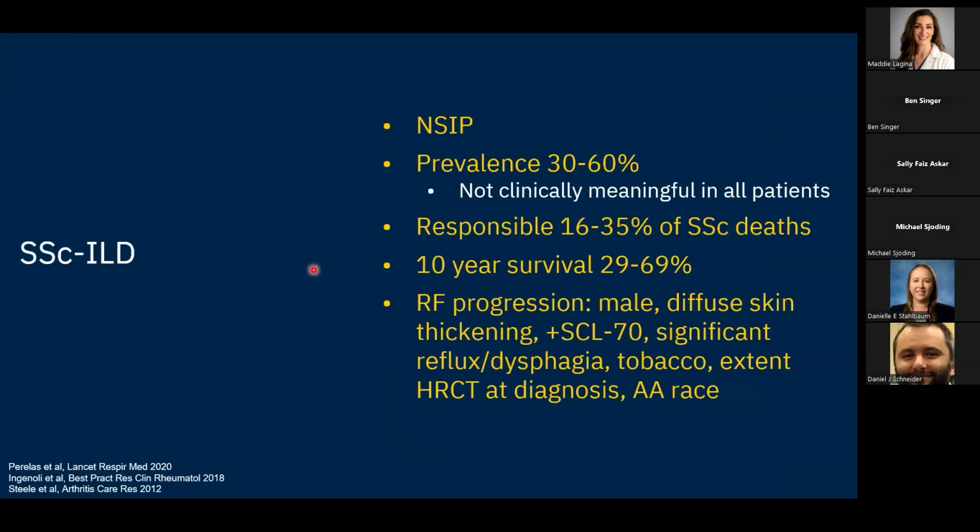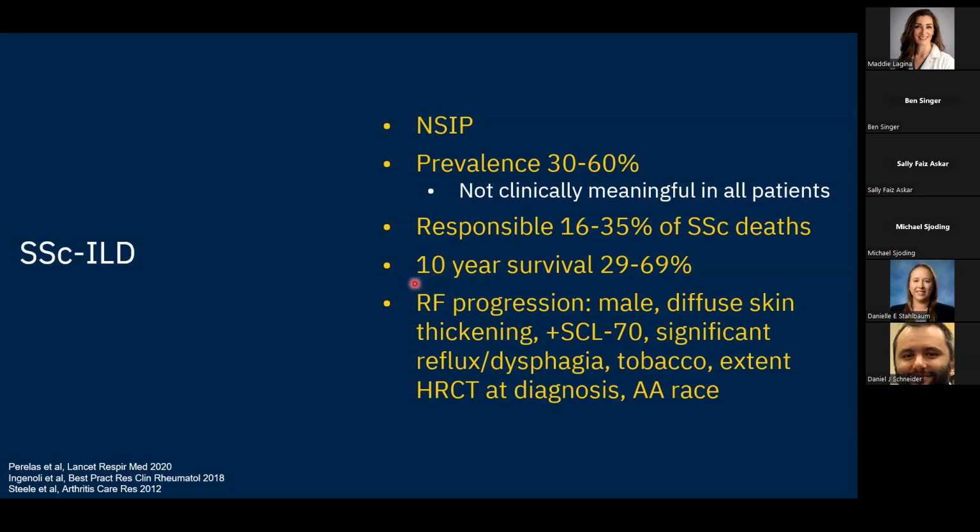So scleroderma associated ILD, most common pattern is NSIP. There is a high prevalence of ILD in scleroderma patients, depending on what study, usually 30 to 60%. I usually tell patients about 50 to 60% of patients will develop some ILD, but not all of this is clinically meaningful. ILD is responsible for about a quarter to a third of scleroderma related deaths. And we know that the 10-year survival decreases quite a bit once you're diagnosed with ILD. So it goes to 30 to 70%.